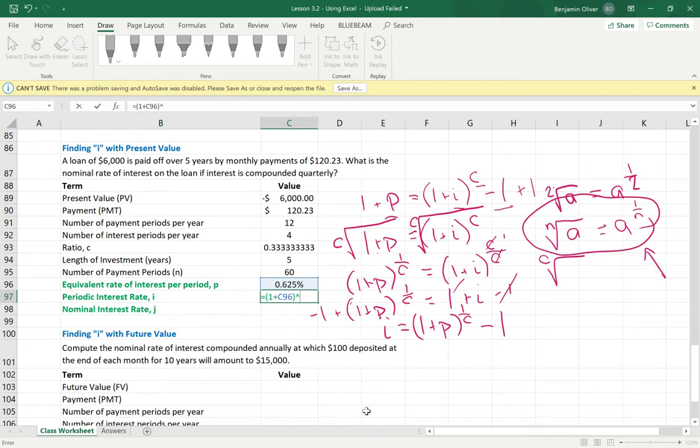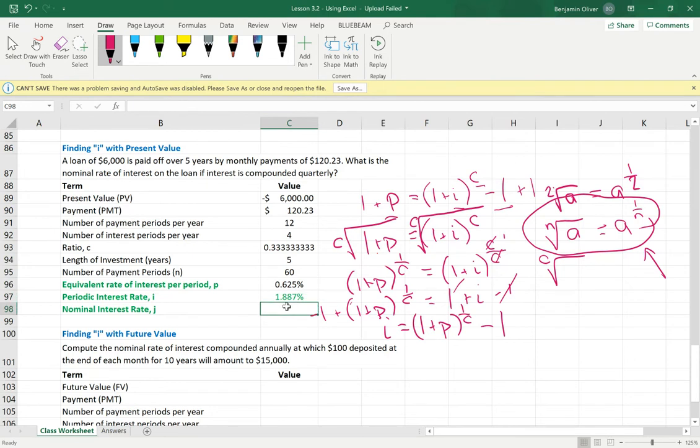the exponent, okay? And just to make sure order of operations work, I'm going to do the exponent as brackets. So bracket 1 divided by our ratio c, and bracket minus 1. Okay, so all I did was input this formula into Excel exactly the way it looks. If you do that, all right, you arrive at a periodic interest rate, i.